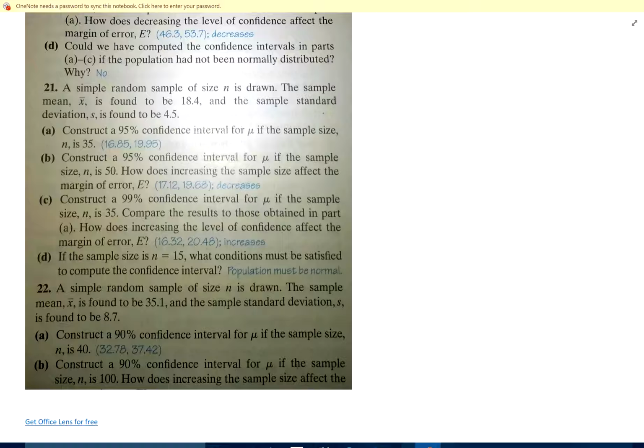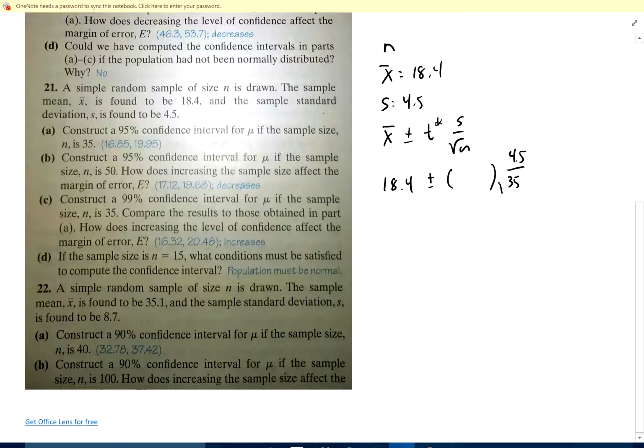Okay, 21. A simple random sample of N is drawn. Sample mean X bar is 18.4, S is 4.5. Construct a 95% confidence interval. So that's X bar plus or minus T star times S over square root of N. So that's 18.4, T star I have to look up, and that's 4.5 over, we said N is 35, square root.